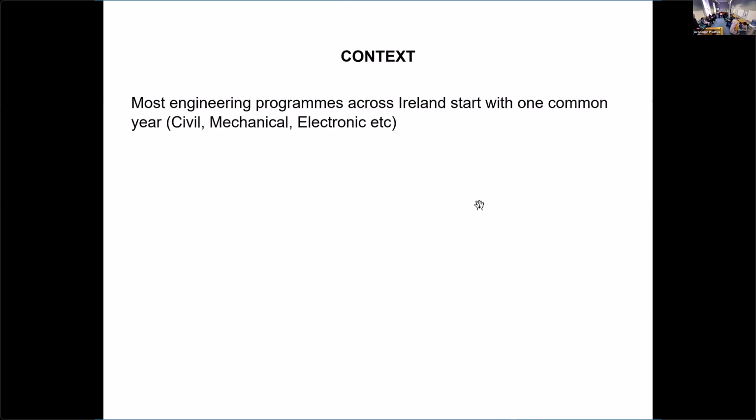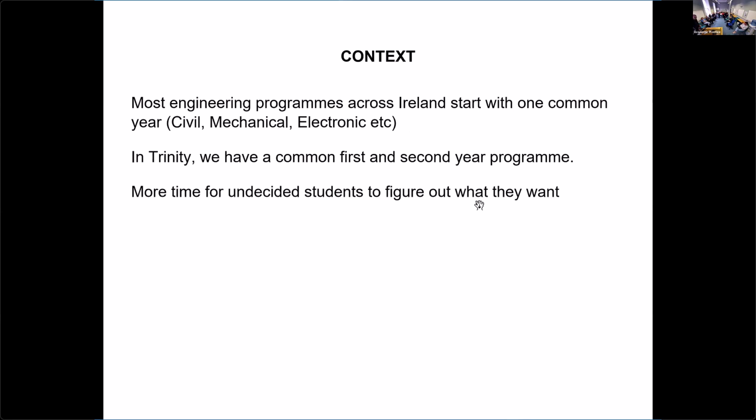So the context of this is that in Ireland, most engineering programs start with one common year. There's several different types of engineering: civil, mechanical, electronic, and so on. Whereas in Trinity, we have a common first year and second year program. This is a good thing in some ways because it gives undecided students more time to figure out what kind of engineering they like.